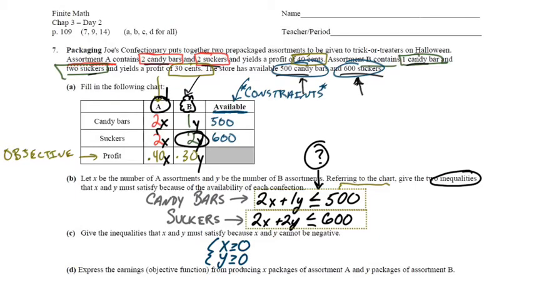Last but not least, we are asked to express the earnings or the profit, our objective function, from producing X packages of assortment A and Y packages of assortment B. So that's already expressed for us here in the bottom. Why don't we use P for profit? So P equals 40 cents for every X plus 30 cents for every Y. There we go. It's already in the table for us. We're just going to say that is what P equals for our profit. That's our objective function here.